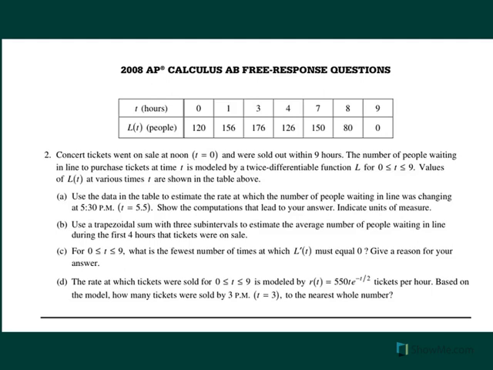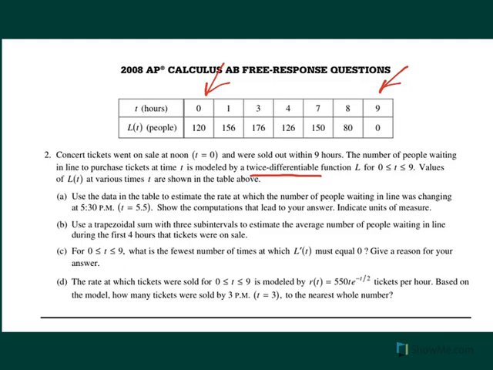Reading through this question, number 2 says concert tickets went on sale at noon, time 0, and were sold out within 9 hours, so there's the end of our time interval. The number of people waiting in line to purchase tickets at time t is modeled by a twice differentiable function, so you can take the derivative of it twice, call it L, from 0 to 9. Values of the function L of t at various times are shown in the table above.